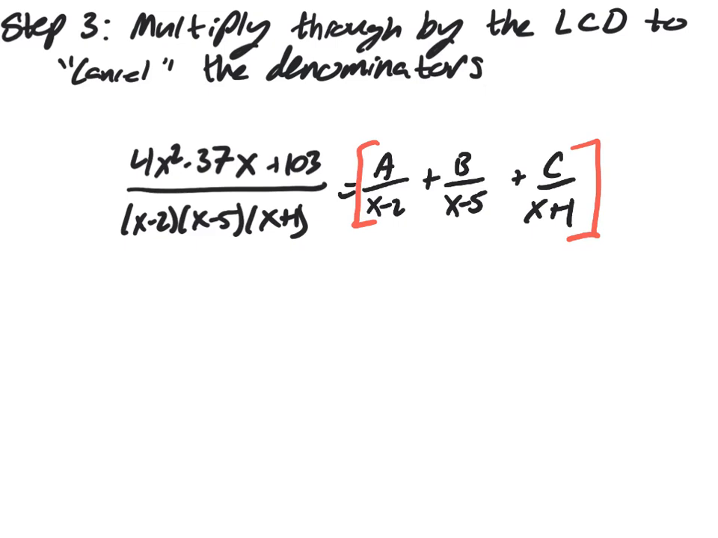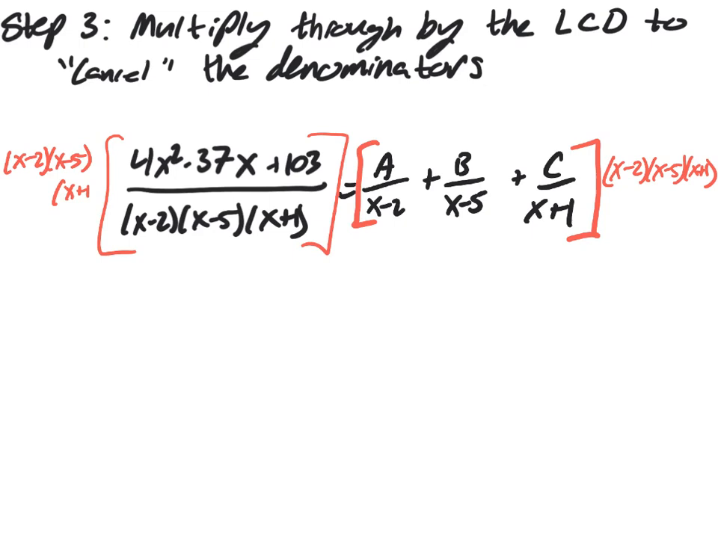So our common denominator here is going to be x minus 2, x minus 5, x plus 1, and same over on this left-hand side. X minus 2, x minus 5, I'm going to squeeze this in, x plus 1. All right, so on the left-hand side, just as we want, the entire denominator cancels out, and we're left with that nice 4x squared minus 37x plus 103.